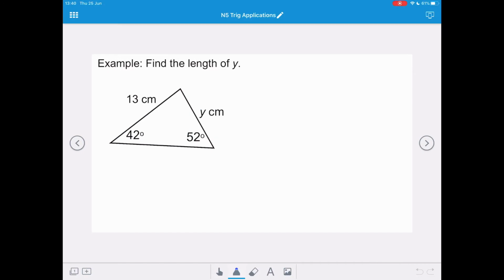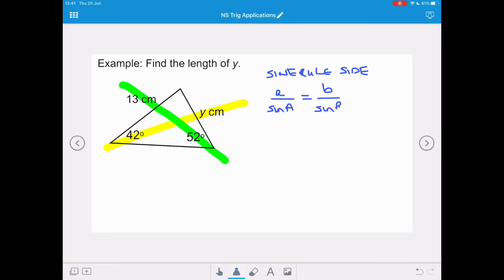In the next example, we want to find the length of y. So this time it's a missing side, and you can see that we've got a side opposite an angle, and we've got two pairs, so we can use our sine rule, and this time it's the sine rule for a missing side. This can be written as a over the sine of angle A equals b over the sine of angle B. Going to our diagram, we're going to mark on a as y, and angle A is 42, b is 13, and angle B is 52, and substitute those in.